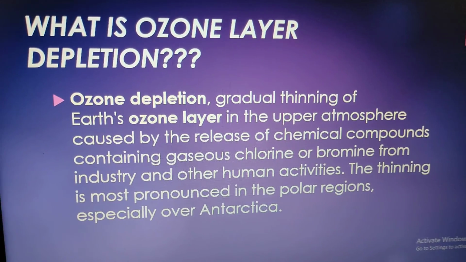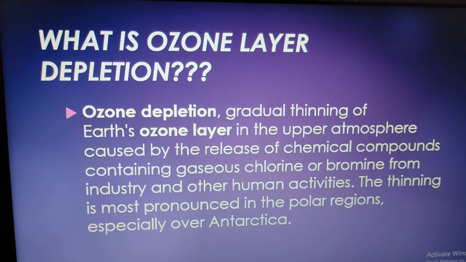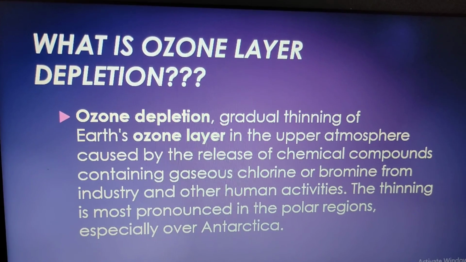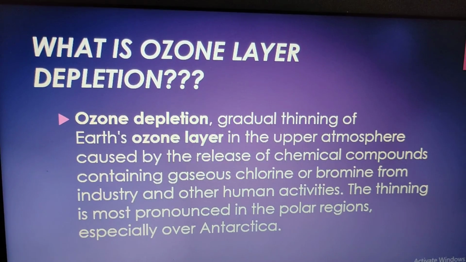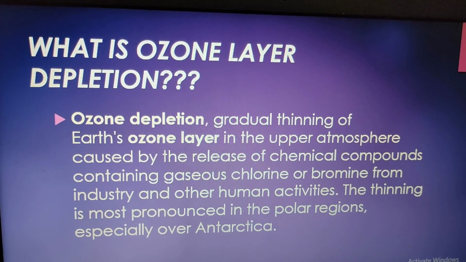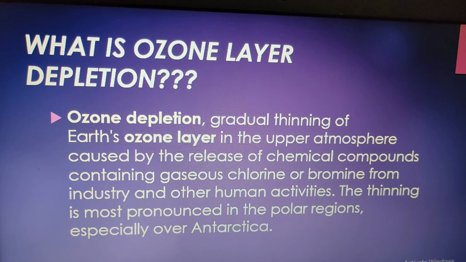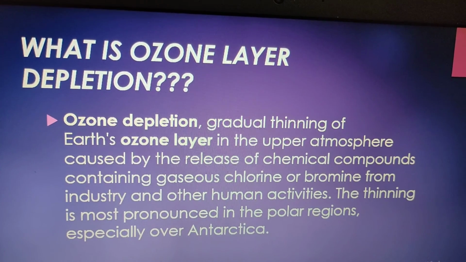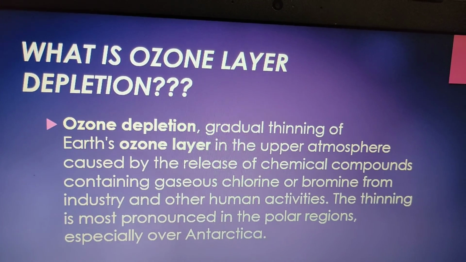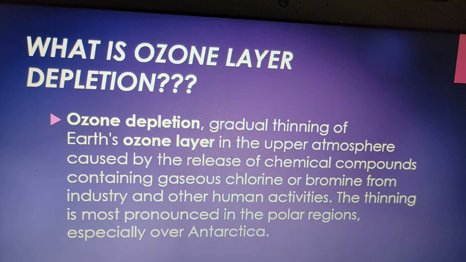Now let's talk about what is ozone layer depletion. Ozone depletion is gradual thinning of Earth's ozone layer in the upper atmosphere caused by the release of chemical compounds containing gaseous chlorine or bromine from industry and other human activities. This thinning is most pronounced in the polar regions, especially over Antarctica, right?